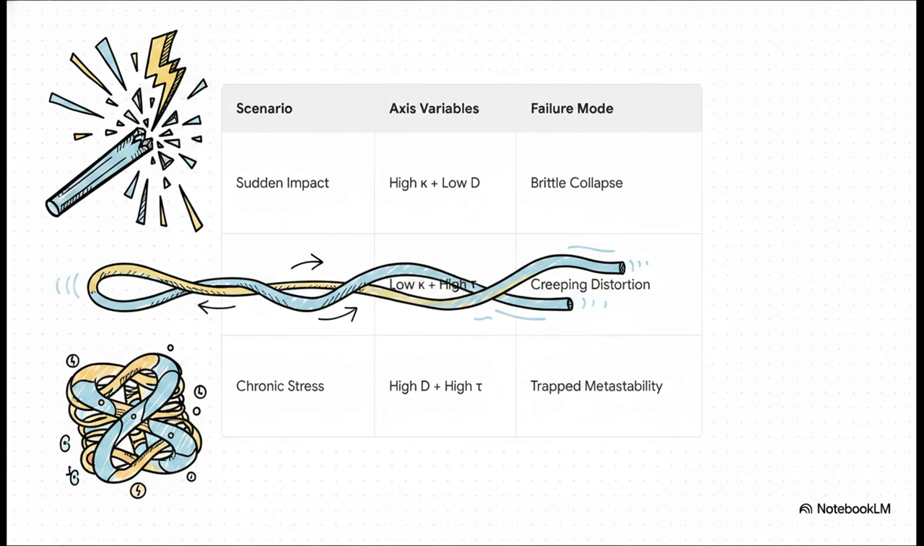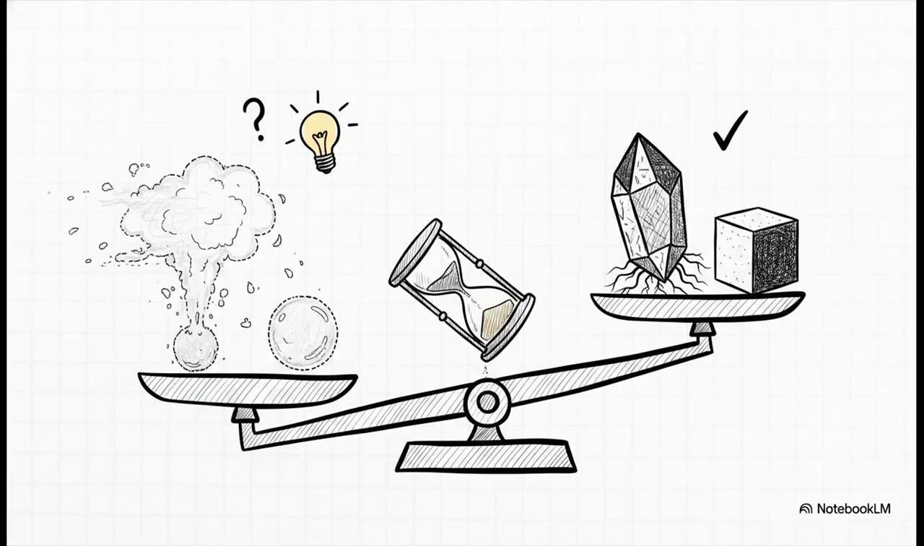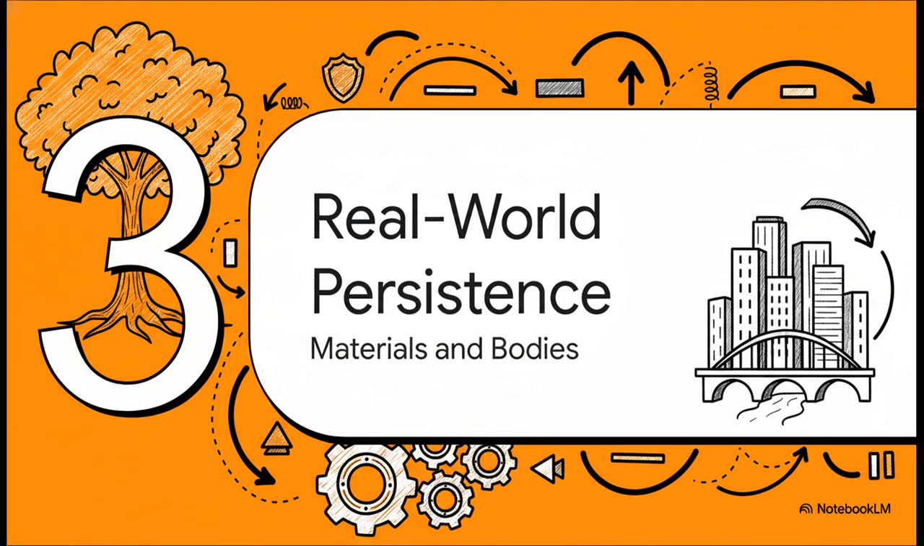It's stuck. And this brings us to a really crucial mathematical threshold. For a system to actually exist, rather than just being a transient quantum blip, its persistence time under stress absolutely must outlast its recovery time. Put simply, to be a real stable thing in our universe, you have to be able to outlast your own recovery. Okay, part 3, real-world persistence mechanics.